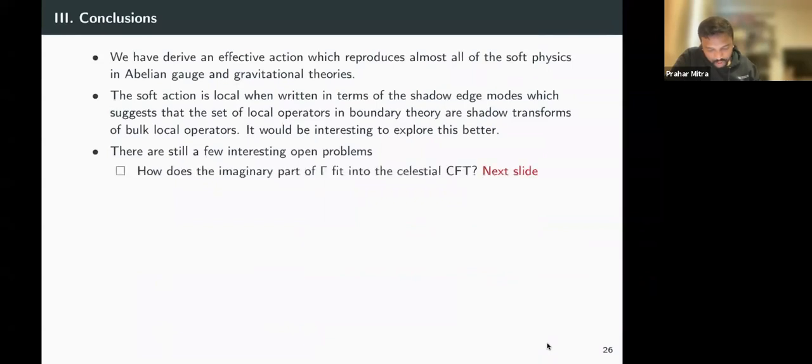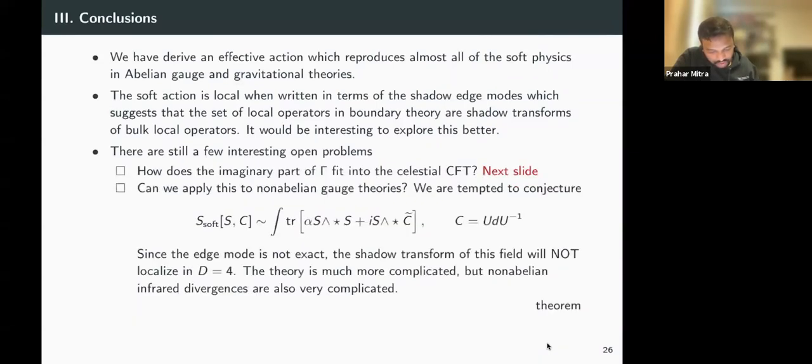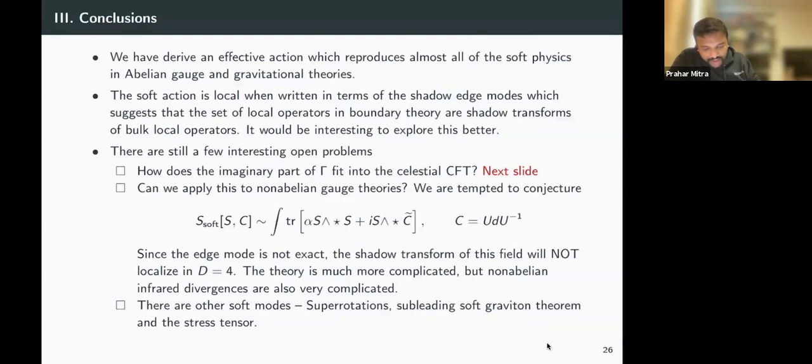Okay, so a couple of open problems, which I haven't gone through. The first thing is, how does the imaginary part of gamma fit into this? And I'm going to tell you the answer in the next slide. And the second thing is how we can generalize this to non-Abelian theories. And actually, this is indeed the correct generalization to non-Abelian theories. Firstly, it's local in terms of C tilde, which is an interesting fact.